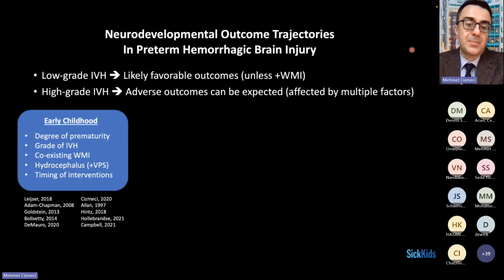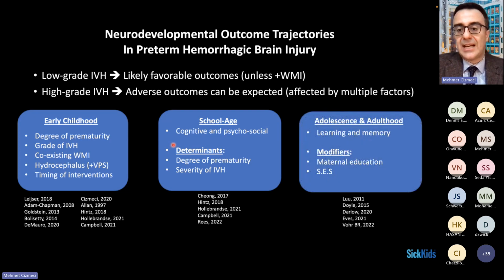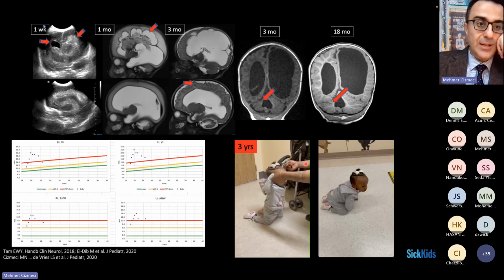And the timing of interventions, and especially the interventions for hydrocephalus that start in the antenatal period, may affect the prognosis for these babies. At school age, these babies will remain at higher risk of cognitive and psychosocial problems. Two important determinants of neuroprognostication in this population will be the degree of prematurity and the severity of IVH. And at school age and after school age, at adolescence and adulthood, these babies may present with learning problems and memory problems. And two important modifiers seem to be the maternal education and socioeconomic status of the parents. As you may recognize, these two modifiers seem to be important in most types of injury that we see in the preterm and in the term brain.